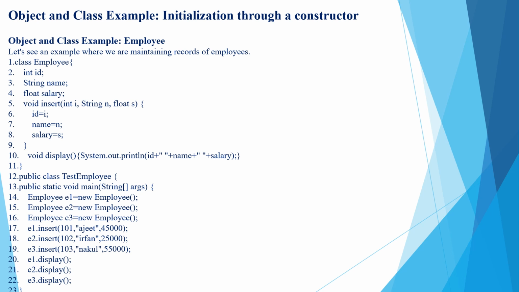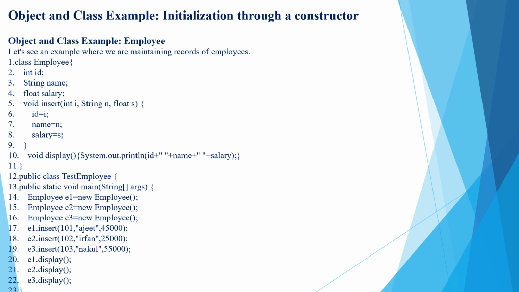How many objects have I created here? Three objects I have created with the help of the new keyword. The three objects are e1, e2 and e3. Now I am calling the method insert using these objects. So e1.insert, and I'm passing three arguments here: 101, the name Ajit, which is a string, and then the salary 45,000.